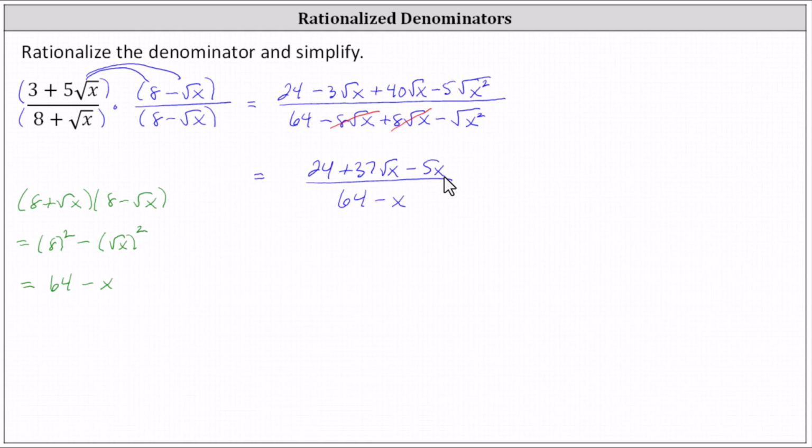The only common factor between the numerator and denominator is 1, and therefore the expression does not simplify.